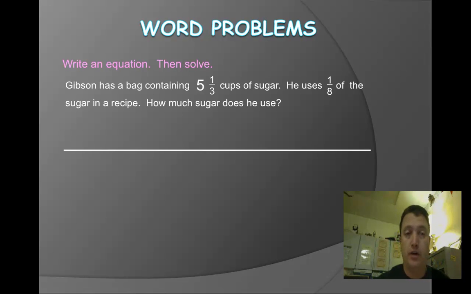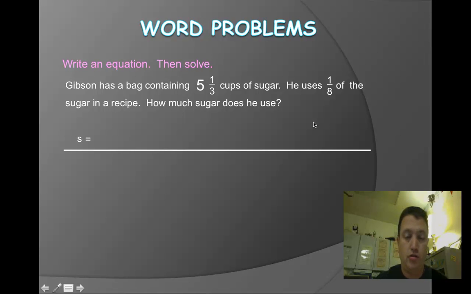Again, we're going to write an equation and solve. So Gibson, he's been hiding all the sugar apparently, has a bag containing 5 1/3 cups of sugar. He uses 1/8 of the sugar in the recipe. Look, I see of the sugar. Did you see the of? Because there's an of there. So if I look at that of, that tells me I'm going to be multiplying my numbers here. So how much sugar does he use?